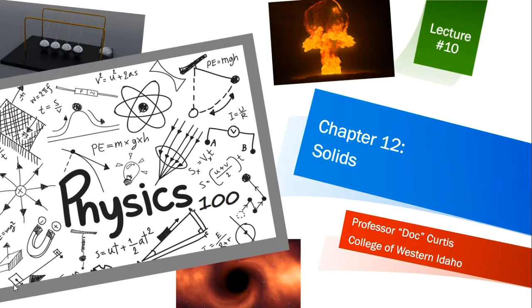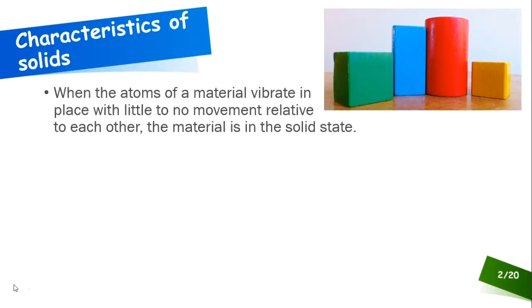Physics 100. I am Professor Curtis, your instructor for this course, and this is the lecture for Chapter 12, Solids. Let's get started. So now that we've examined the basic characteristics of matter and how it's structured, we're going to investigate further the different states of matter. And the first state that we're going to examine is the solid state.